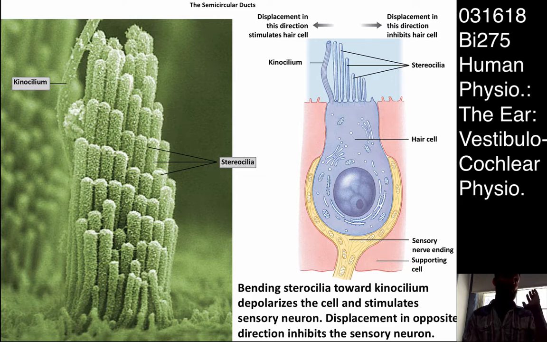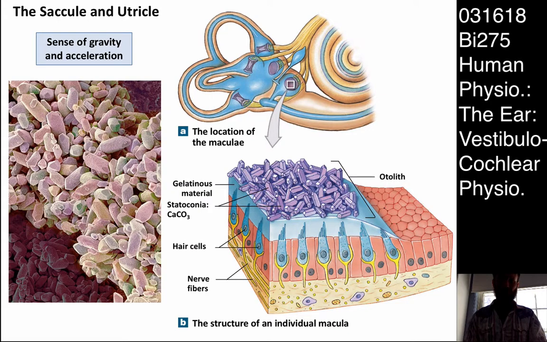All right. So going in one direction causes a depolarization, and going in the other direction causes an inhibition. Now, on to the saccule and utricle. This is where we get our sense of gravity and acceleration.